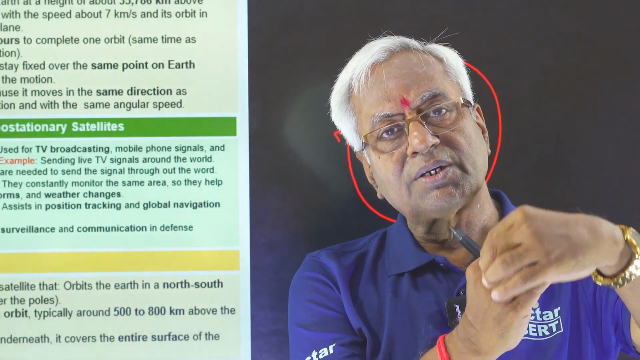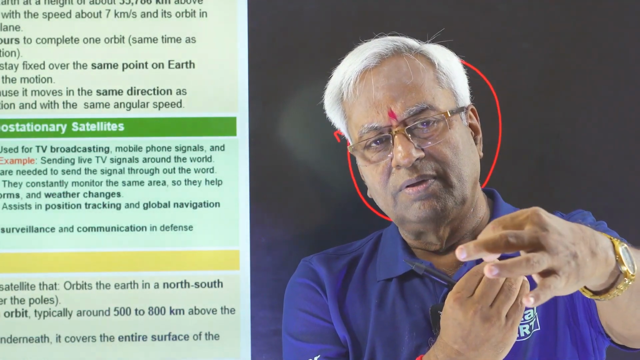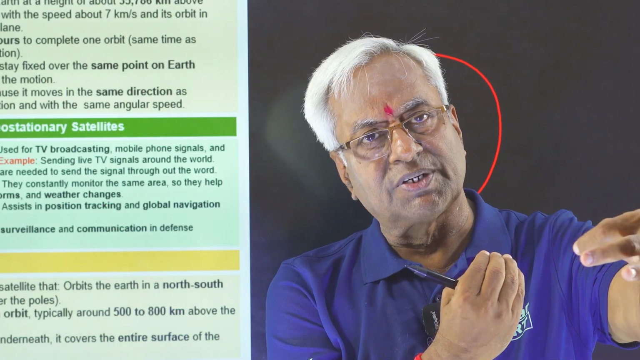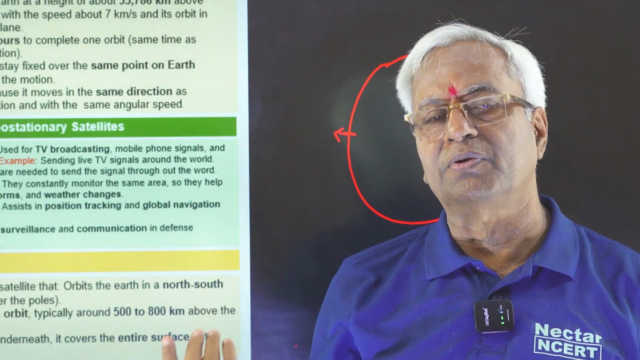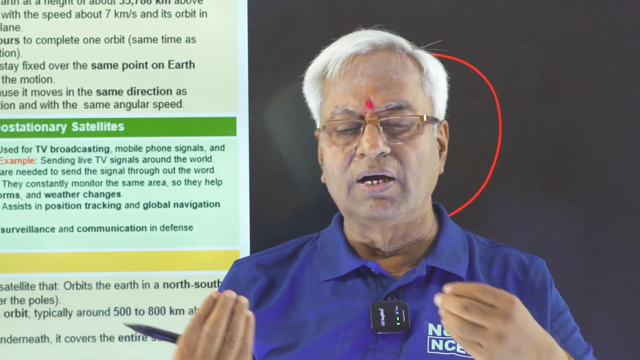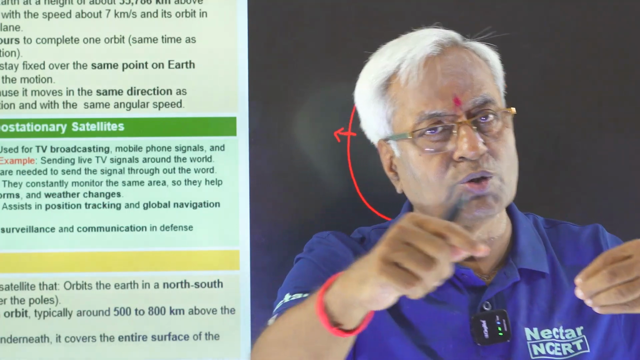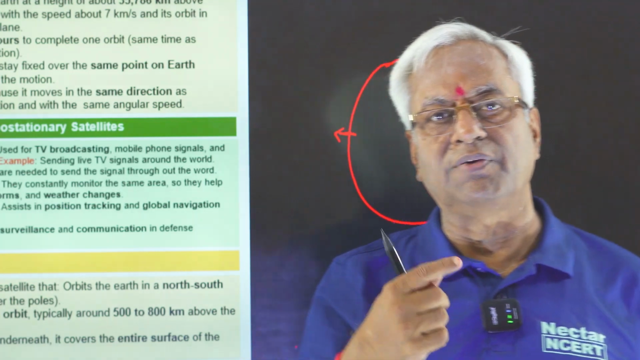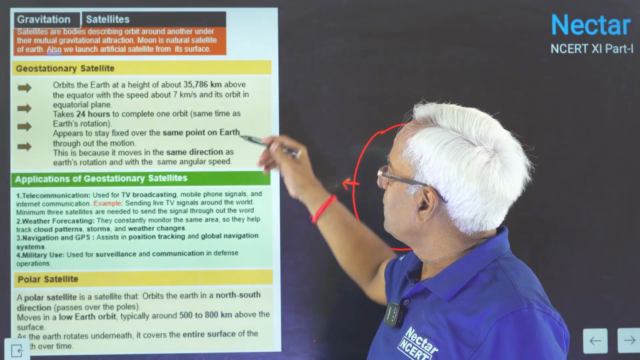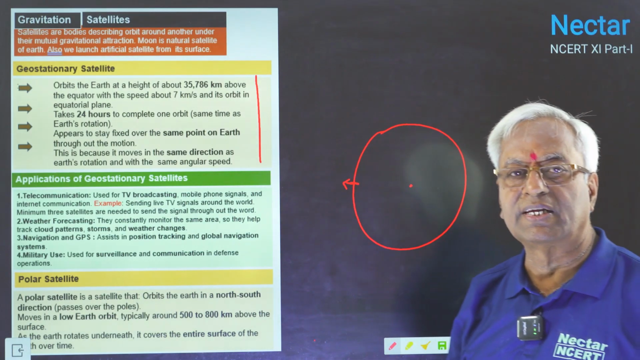But since the Earth is also rotating at the same rate, both the satellite and this point of projection will always be in the same line throughout. Both have a time period of 24 hours, and moreover, the Earth rotates from west to east. This satellite should also rotate from west to east. It will always appear stationary from Earth. These are the specific points that we have covered regarding geostationary satellites.